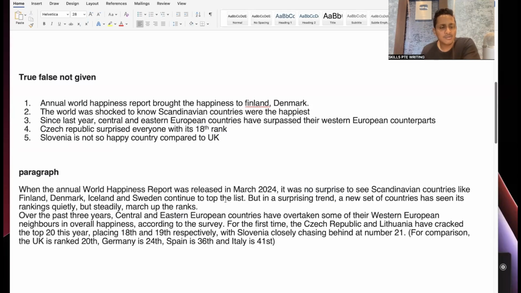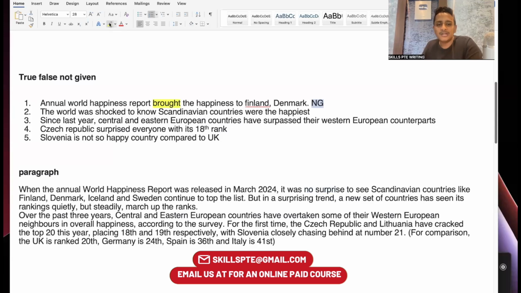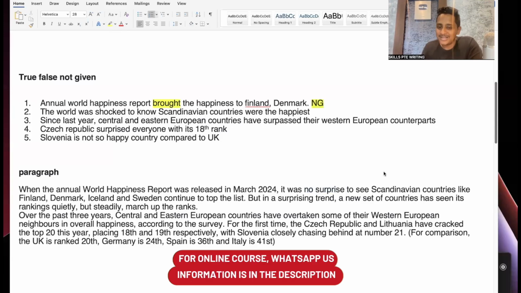Happiest countries. Finland, Denmark, they topped the list. What it brought, did it bring happiness? We don't know if it brought happiness to Finland, Denmark. What it brought is out of the question. We cannot say false because we don't have any clue as to what it brought. Hira, getting it? Rest all seem to be correct. So the first one is not given because we don't have any information about it. It cannot be true. It cannot be false. It's not given.